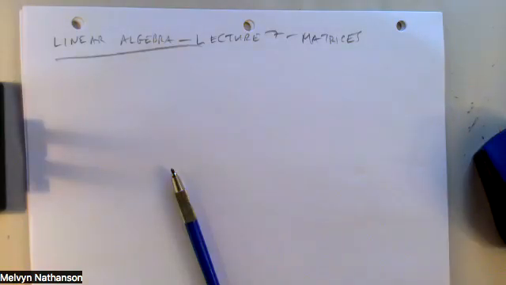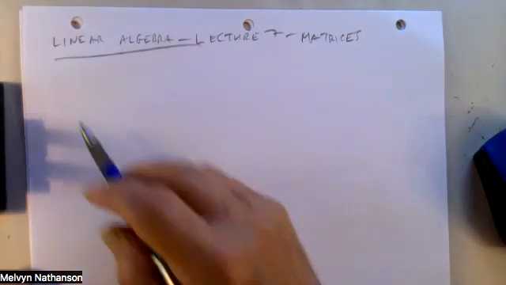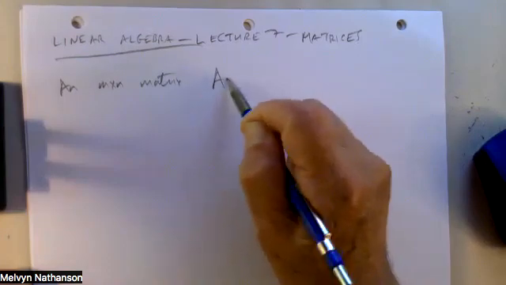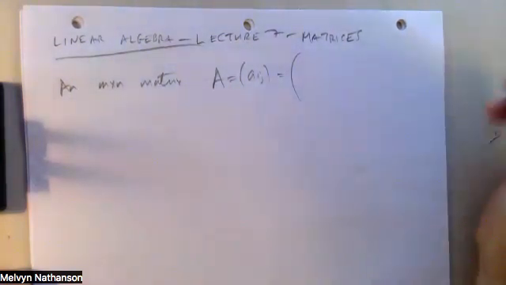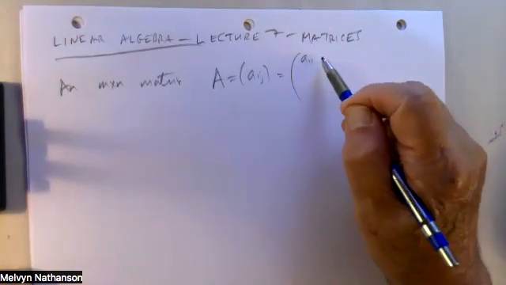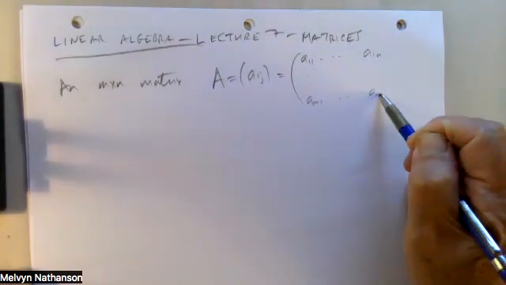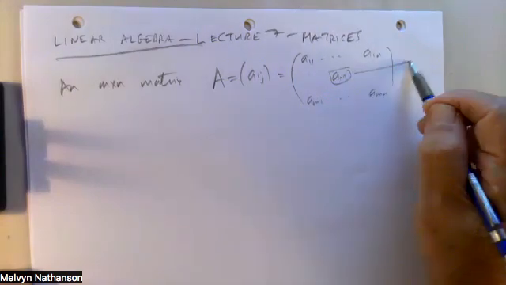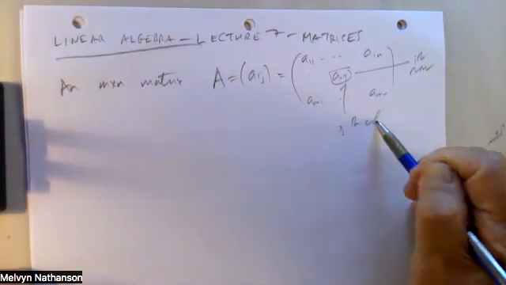Linear algebra, lecture 7. We've been talking about matrices. So an m by n matrix, A, this is my shorthand notation, Aij in parentheses. This is the matrix which has m rows and n columns. And in general, Aij is the entry in the ith row and the jth column.